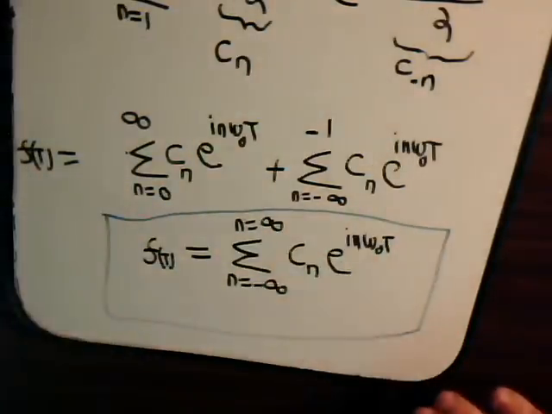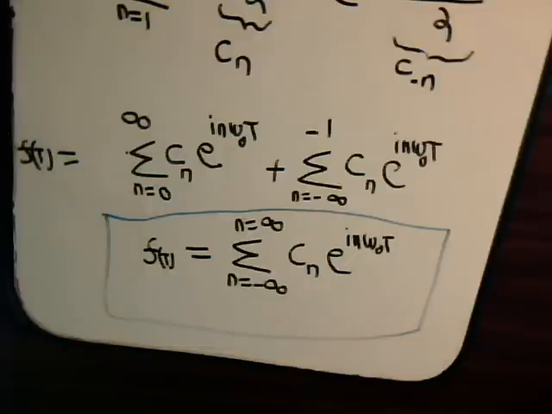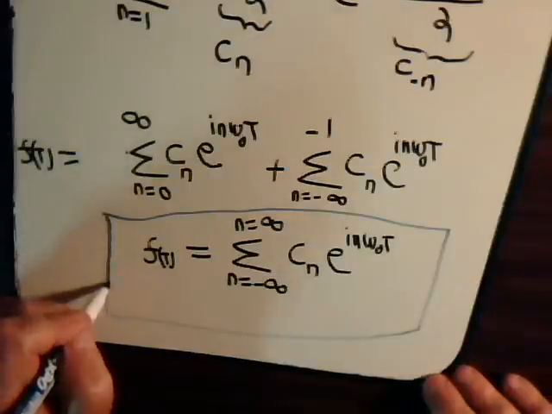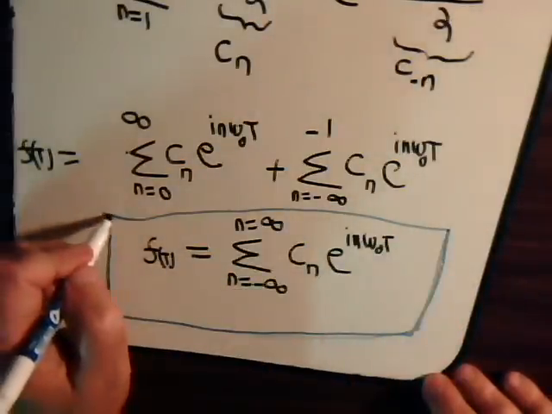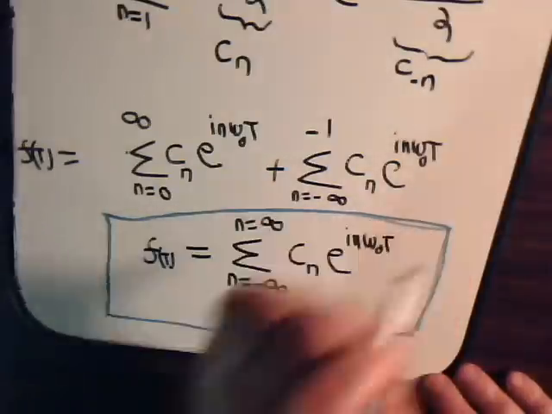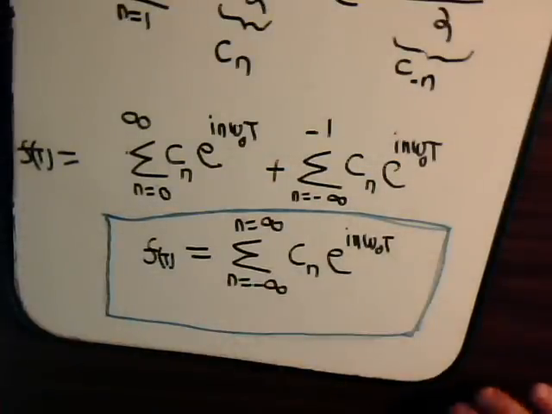Now what we haven't shown yet is how you determine what c sub n is. And we're not going to have time to do that in this video. We will do that in the next video: how we determine c sub n, and then we'll put the two formulas together.